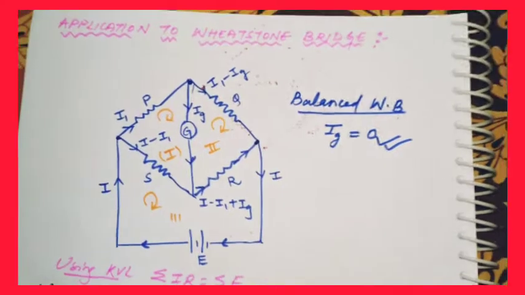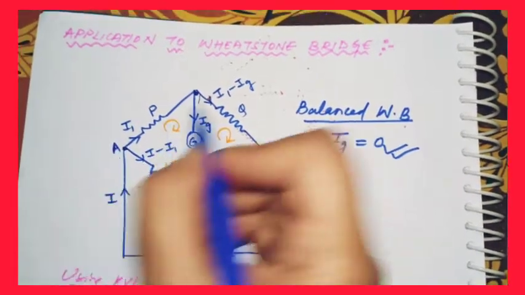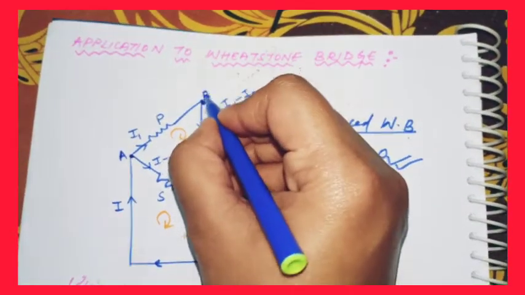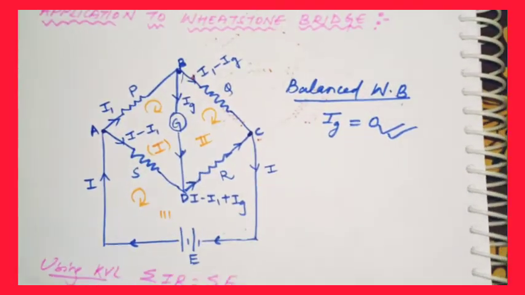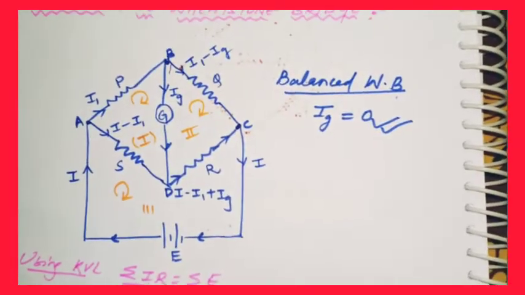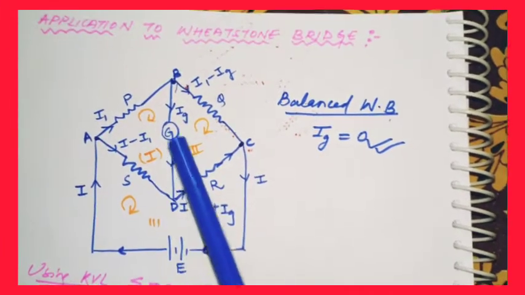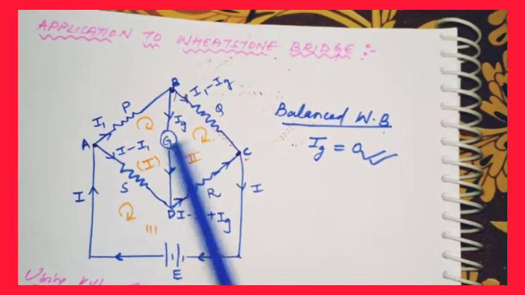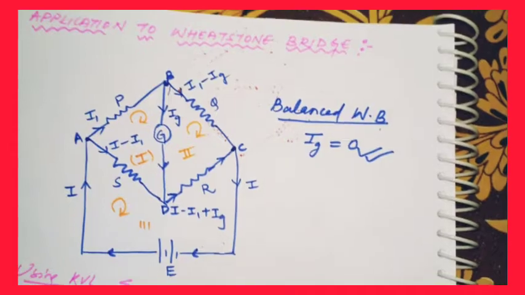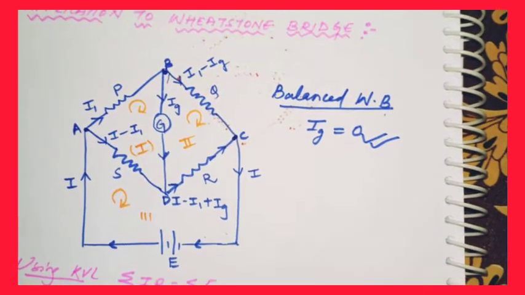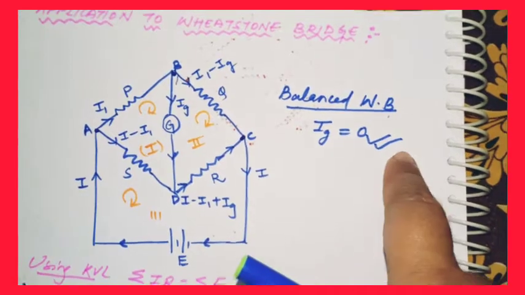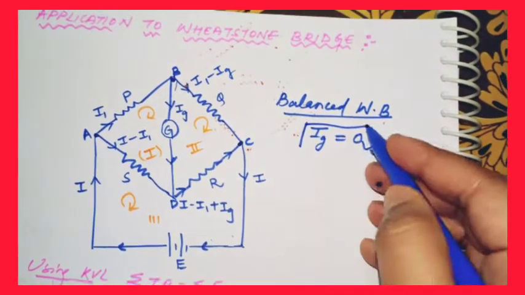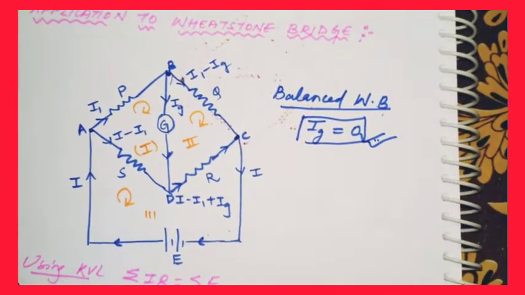So students, let me name the junctions A, B, C, D. So there are how many loops in this circuit, students? There are 3 loops. So there is a loop 1, 2 and 3. So all the 3 loops we can use Kirchhoff's voltage law or the loop rule to find out a condition when the Wheatstone bridge is balanced. That is, the current flowing through the galvanometer will be 0.